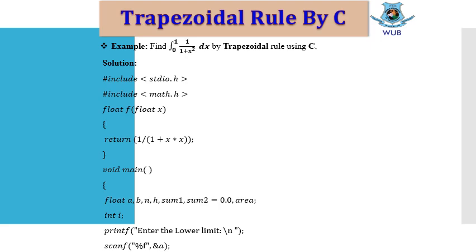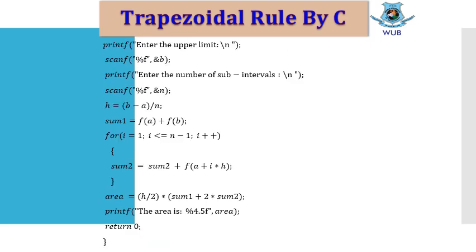Then put the lower limit, which is denoted by a. Then put the upper limit, which is denoted by b. Then the sub-intervals, denoted by n. Okay. Then find the value of h, that means the interval difference of the value, or the interval width.